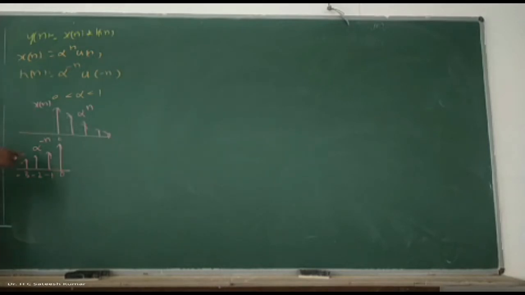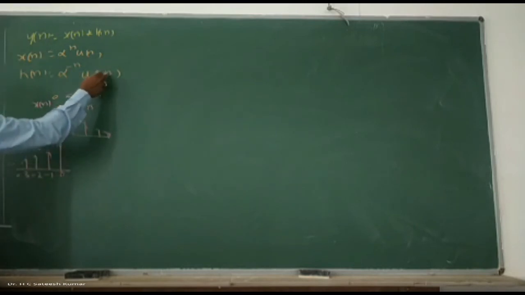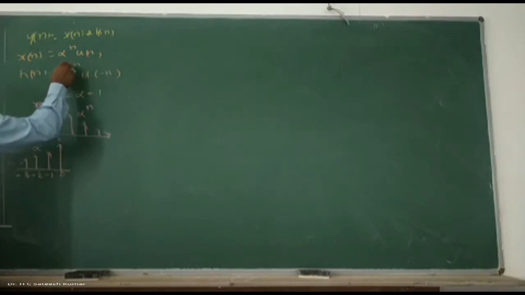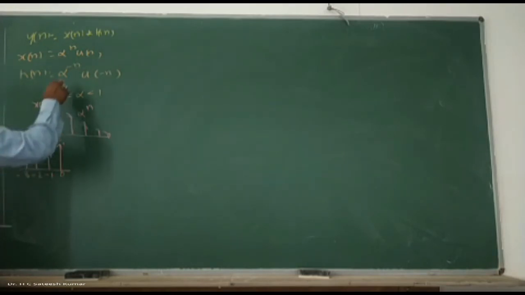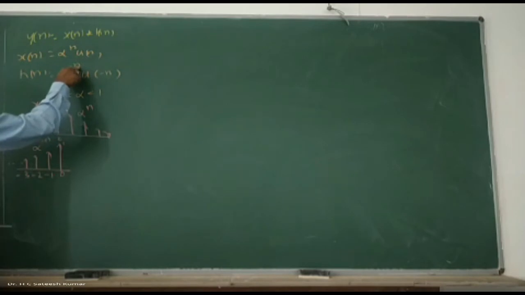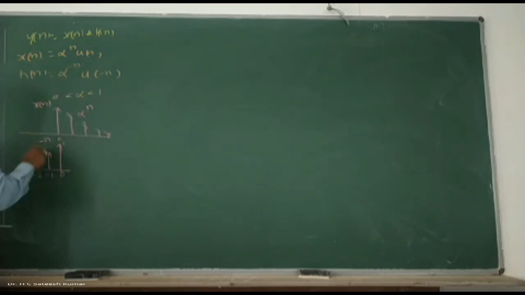Let us check whether it is correct or not. Let us say alpha is equal to half. n is equal to 0: half to the power of 0 is 1. Next, n is equal to minus 1, which means minus of minus 1 is plus 1, so half to the power of 1 is half. Therefore, it is decreasing. Correct. Like that, we can verify. So this is your h of n.